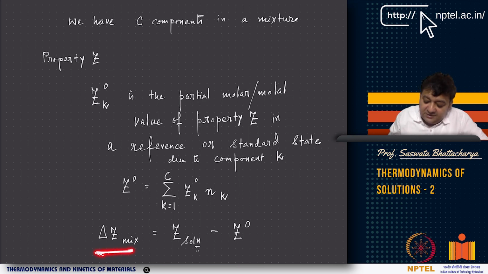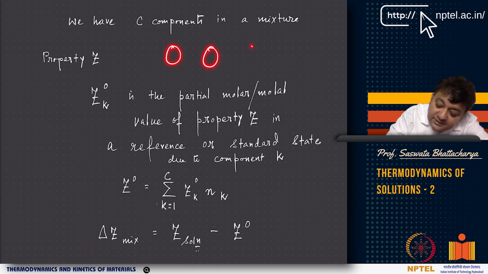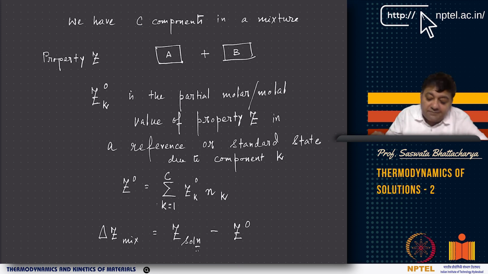What is the change? Because you have these different components, you are putting them together. Think of one box which contains only A, and another box which is B. Then you are adding them and mixing them. Before adding them, A had a property ZA0 and B had ZB0. So Z0 is nothing but ZA0 NA plus ZB0 NB.